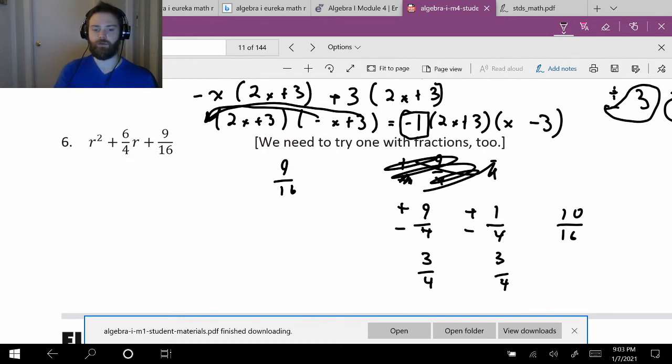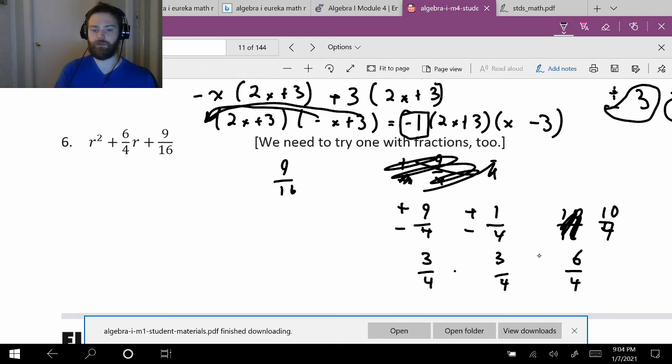So 4 times 4 is 16, but whenever you add fractions, the denominator stays the same, so I know that it's going to be over 4 when I add it. So that should be 10 over 4. That's my mistake. It was a silly mistake, but that's a mistake nonetheless. So here I've got 3 times 3 is 9, 4 times 4 is 16, so that works for multiplication. If I add it, it's 3 plus 3 is 6, and then 4 stays the same, so 6 over 4.